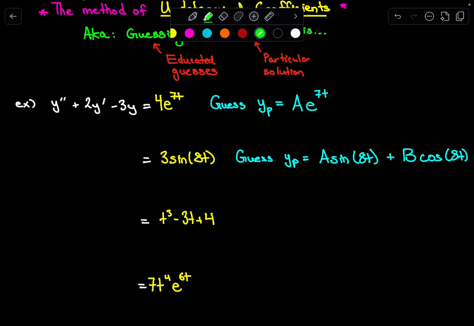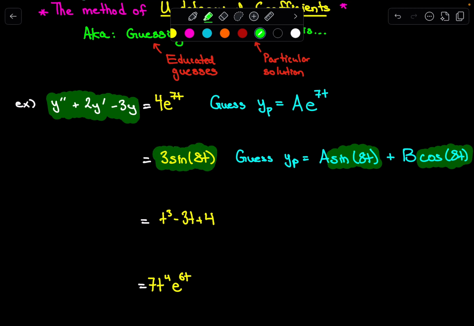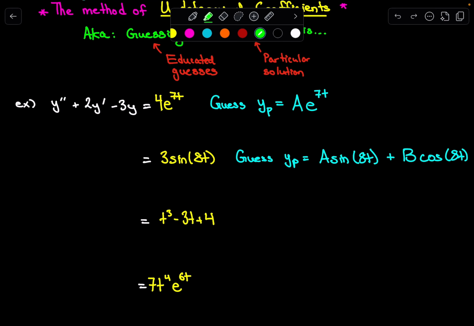This should make sense because the derivative of cosine is sine, the derivative of sine is cosine, and the derivative of cosine is negative sine. Hopefully, some mix of that hodgepodge of sines and cosines is going to leave us with 3 sine of 8t when all is said and done. That's the educated guess we're going to make for something that looks like this. All right, following this logic, let's go down to t cubed minus 3t plus 4.